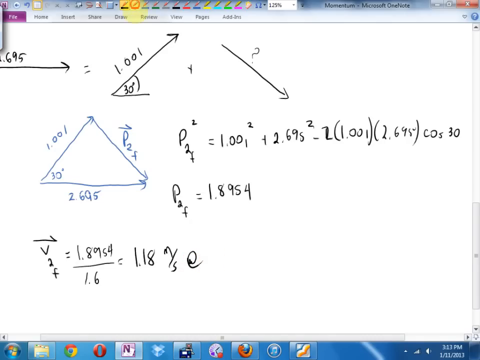Now, here is my resultant. Sorry, not my resultant. Here's my missing momentum, what I'm trying to find. For me to get a direction, I need to put it coming from either a vertical or a horizontal line. And you'll notice there is no vertical or horizontal line. I think the easiest thing to do is going to be to add that horizontal line and to find that angle, which is not in my diagram. Or is it?